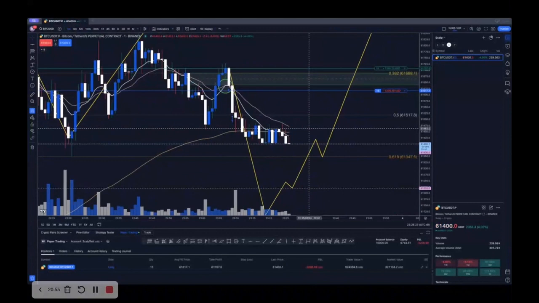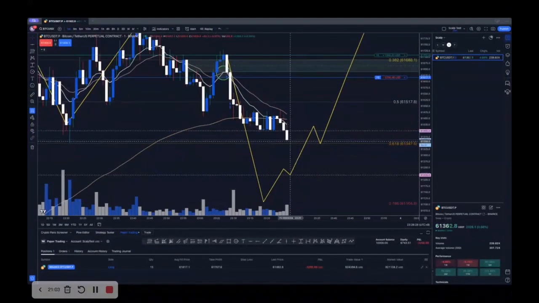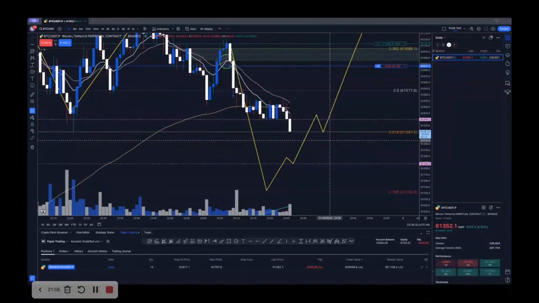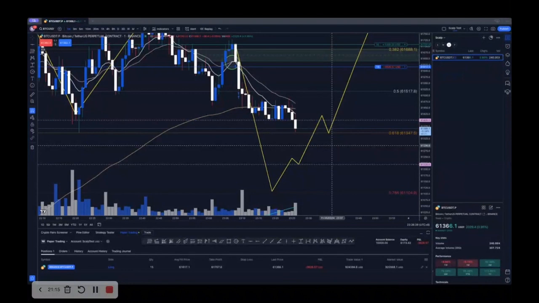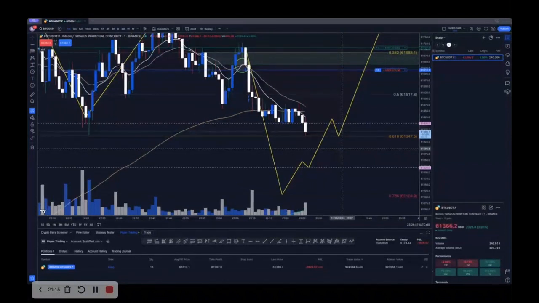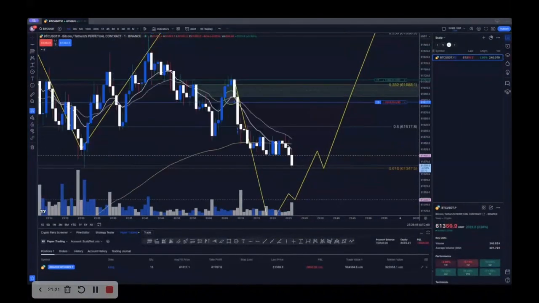The EMA is showing a local bear though, right? So now it's dropping below. We're about to hit the 618. Yeah, it's breaking. No, it's not. Touched it.